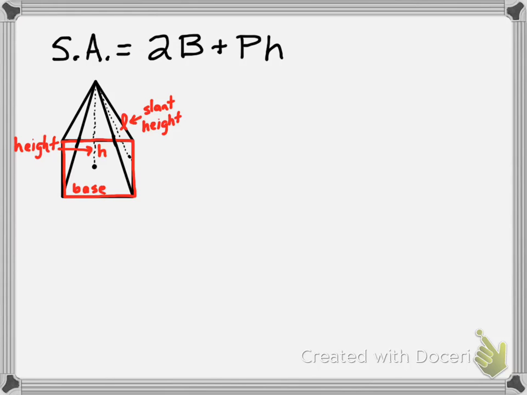So we're going to see if we can alter this formula to make it fit a pyramid. Well, first thing you notice is it only has one base. So do I need to have two bases in my formula? No. I don't need two bases because there's only one of them. So I'm just going to have base. Okay, now let's look at the net for a second.